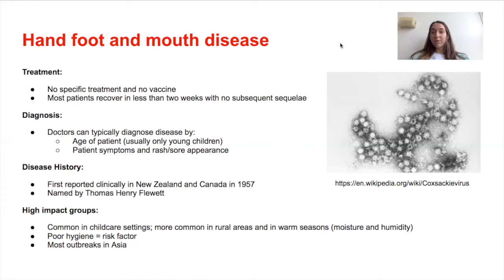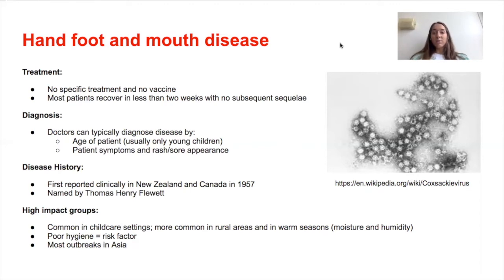The disease was first reported clinically in New Zealand and Canada in 1957, and it was named by Thomas Henry Fluett. And the groups, like I mentioned before, that it most highly impacts are children in childcare settings. It's also more common in rural areas and in warm seasons. So seasons like summer, where there's a lot of moisture and humidity in the air, it's more common because there's a lot more secretions being passed.